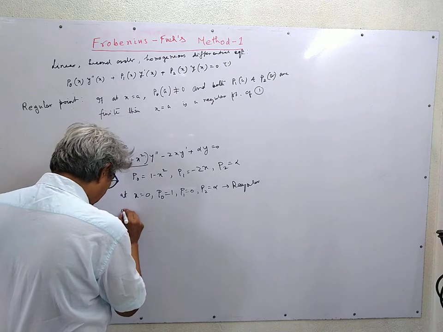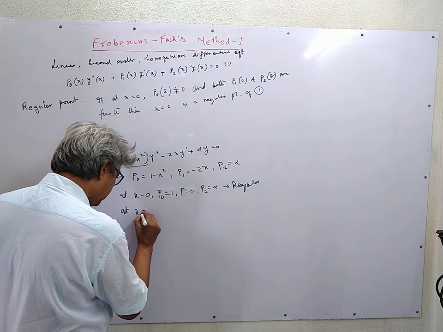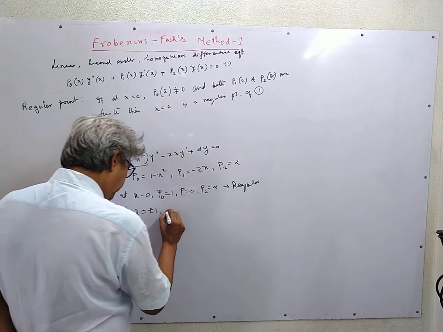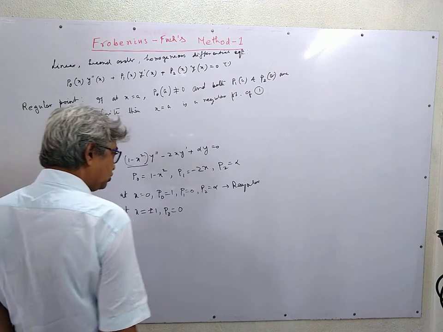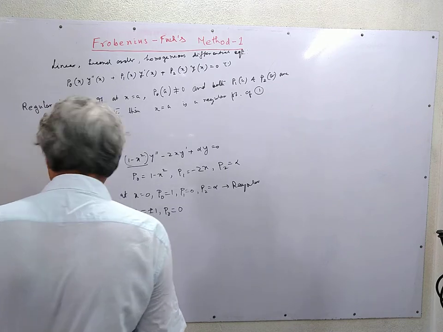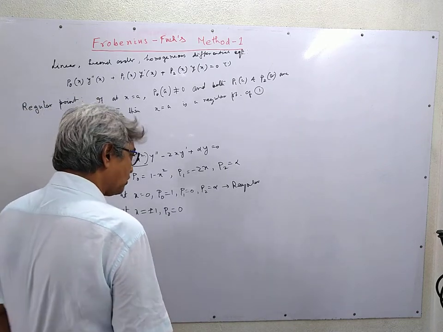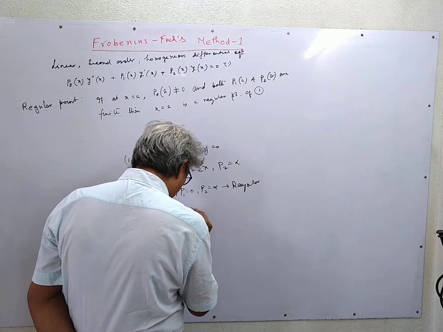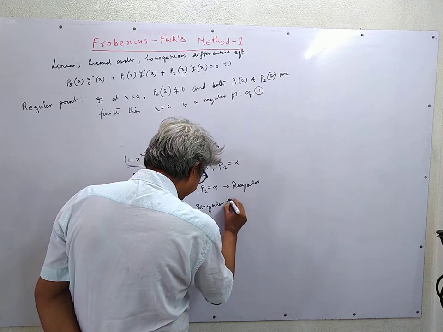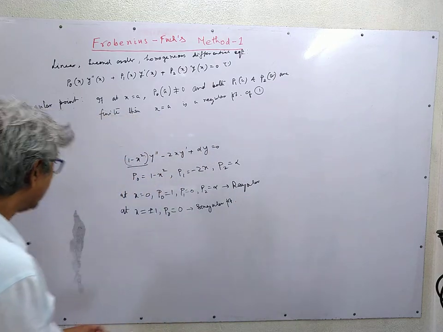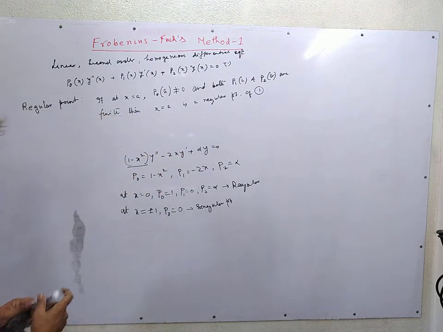At x is equal to plus or minus 1, P0 is 0. So it's not a regular point. So x is equal to 1 is not a regular point. We call it a singular point. So I am coming to the definition of a singular point.